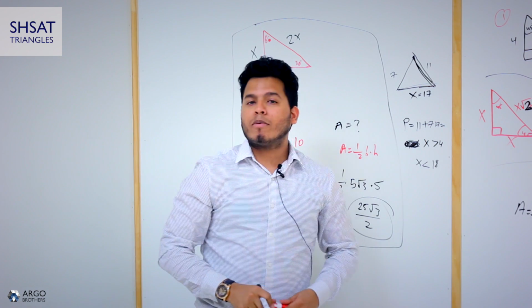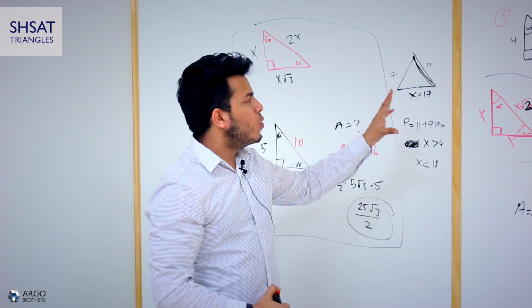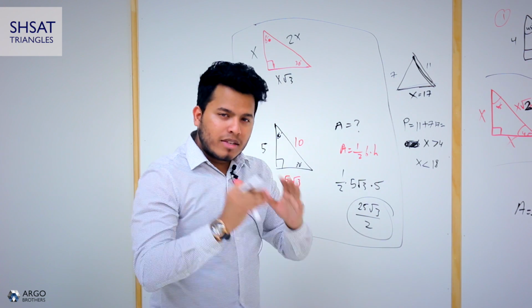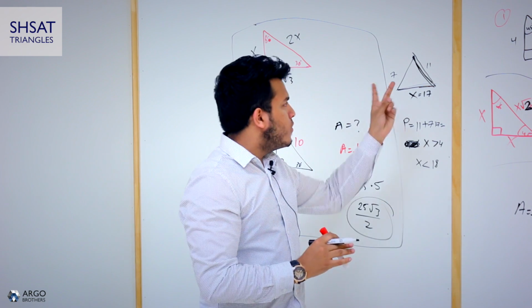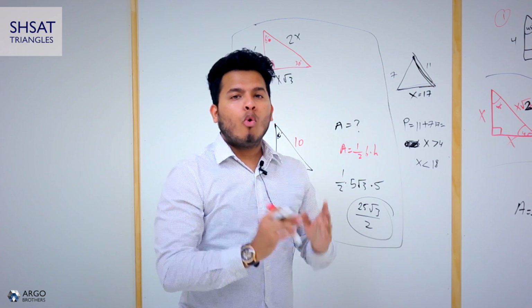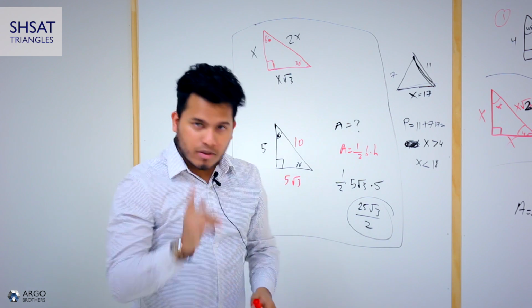Okay, so make sure you know this type of problem, or more specifically, know the rule that when you're given two sides, the third side of the triangle cannot be less than the difference of the two other sides, or greater than the sum of the two other sides. That's very important.